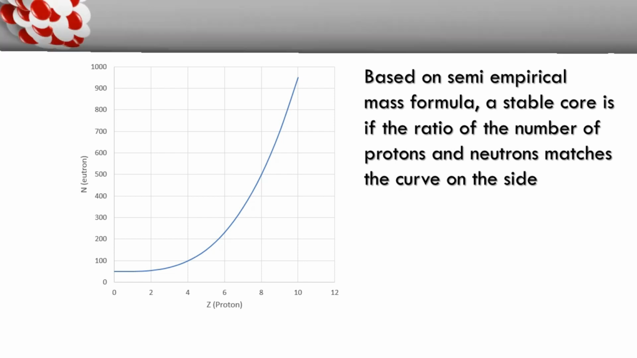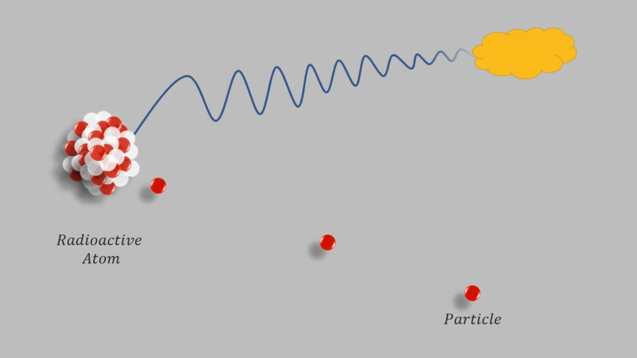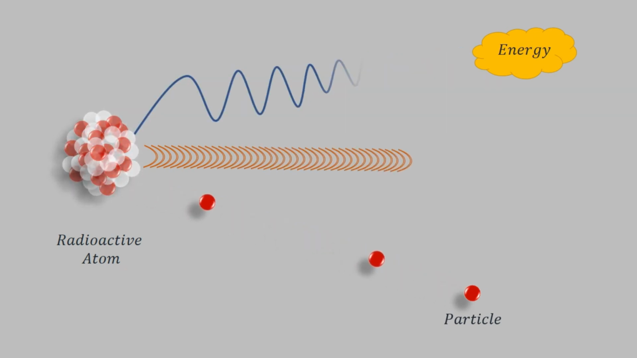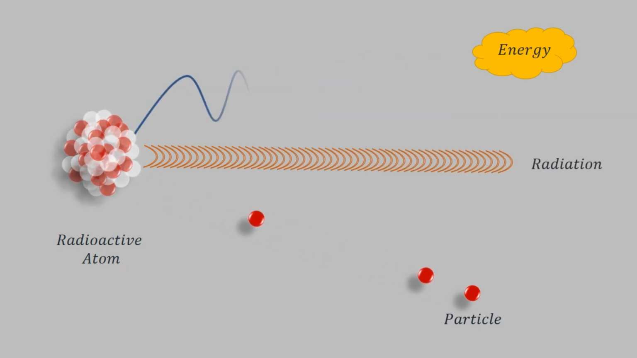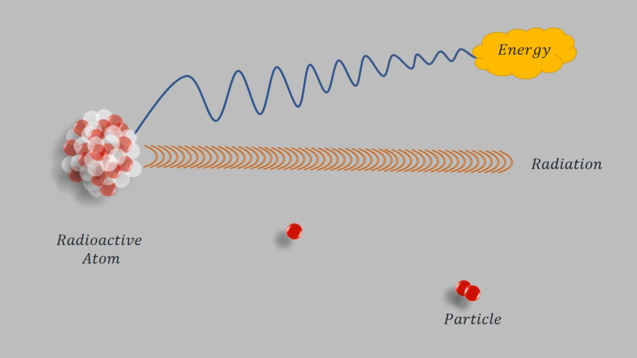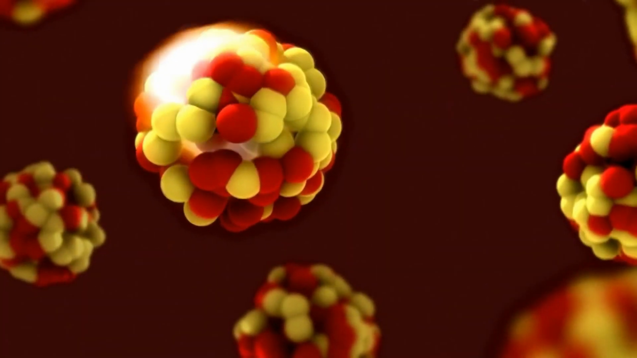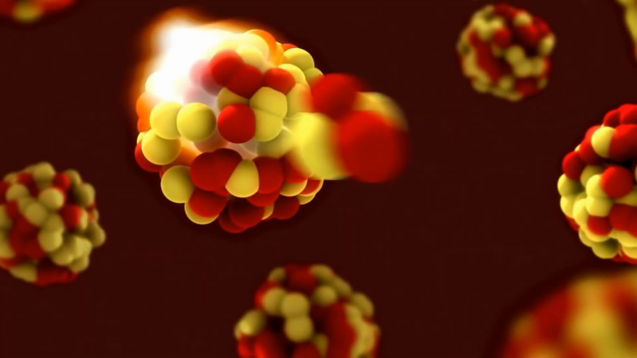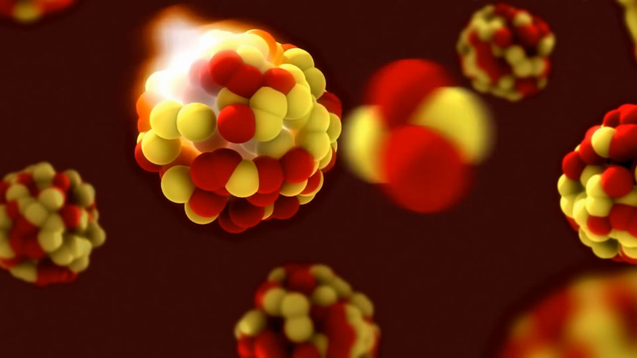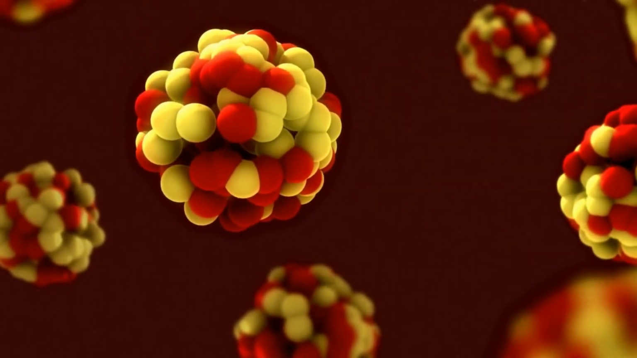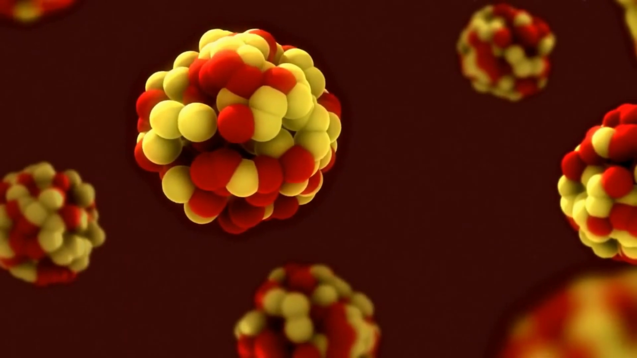When a nucleus is unstable, it must decay. This decay process will produce a new element called a radioactive element. There are various kinds of radioactive emission. The first is alpha decay. Alpha decay will release 2 protons and 2 neutrons, like the nucleus of a helium atom.